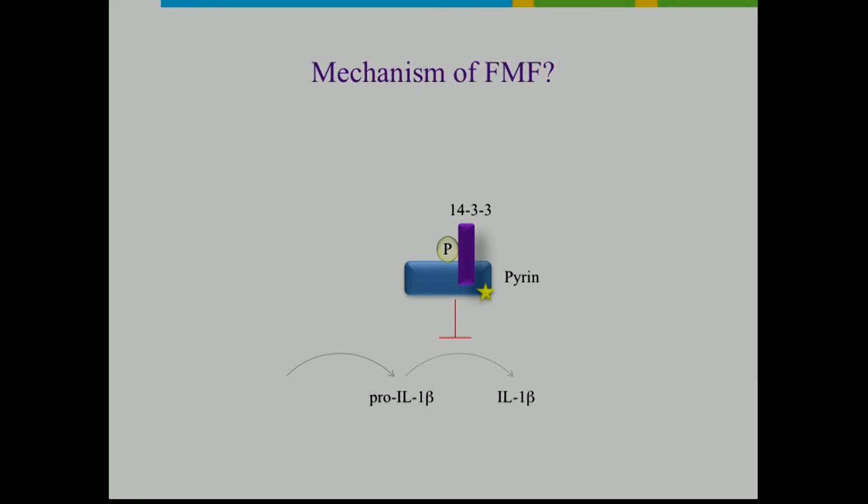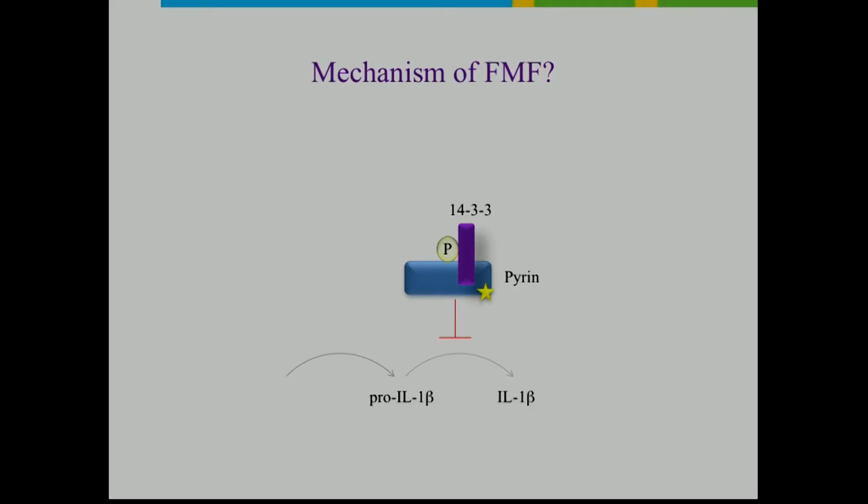So this is our model then of what's happening in these two diseases caused by Pyrin, familial Mediterranean fever and neutrophilic dermatosis. In the context of familial Mediterranean fever, it's clear that there are mutations in Pyrin that make Pyrin more active. However, we still maintain the phosphorylated site on the serine 242, which means that the Pyrin is still locked down by 1433.